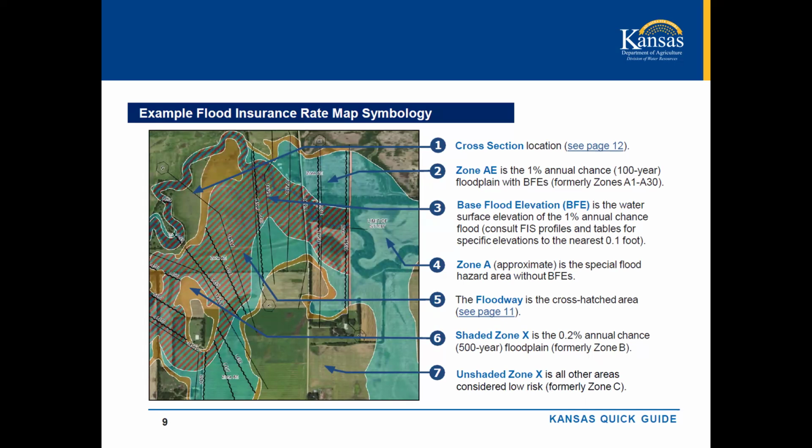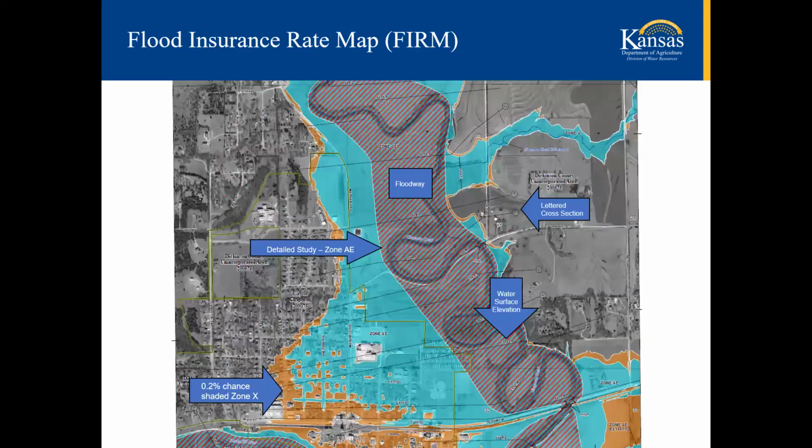And then the shaded zone X, that's the 500-year or the 0.2% annual chance floodplain that is considered to be at moderate risk but not regulated. And then finally, we have the unshaded zone X, which is all other areas that are outside the 100-year floodplain and considered to be at low or minimal risk. Also called Zone C on older maps, but now we call it the unshaded zone X.